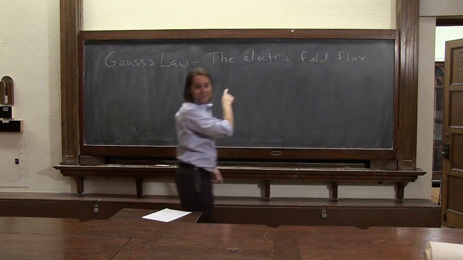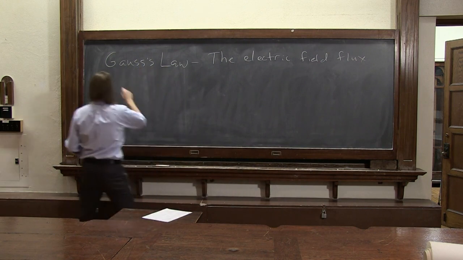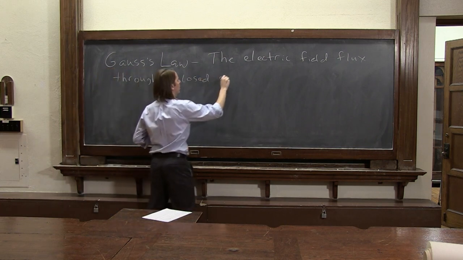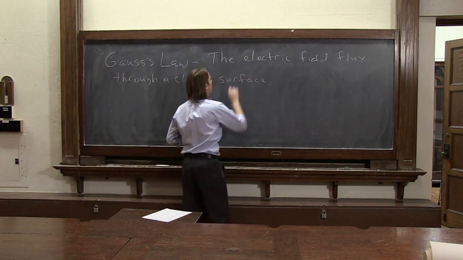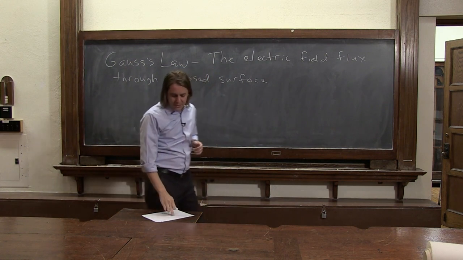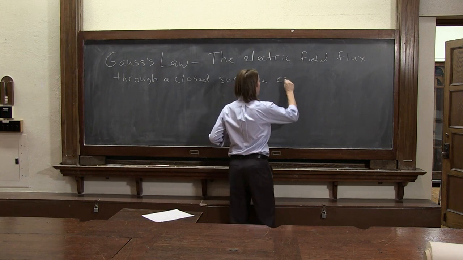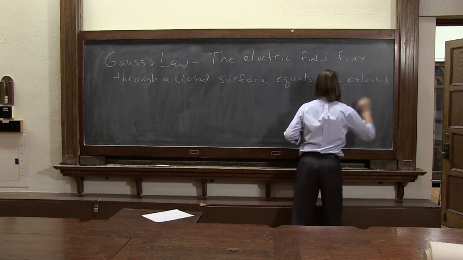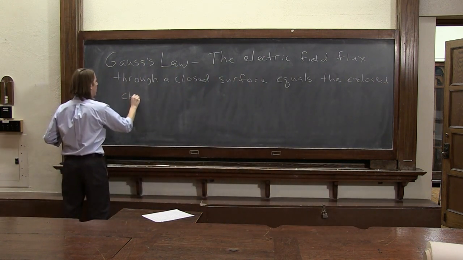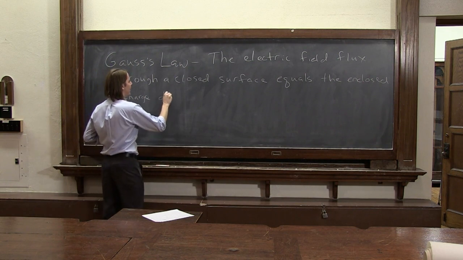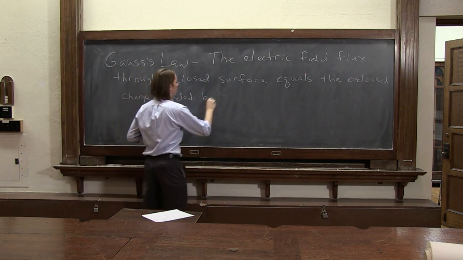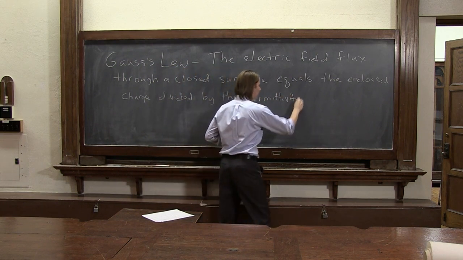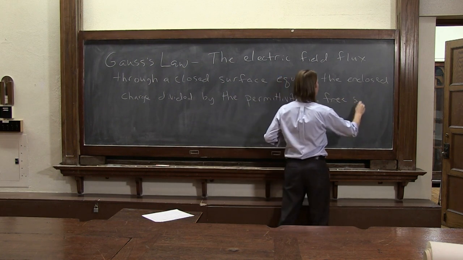The electric field flux, you know what that means, right? The electric field flux through a closed surface equals the enclosed charge divided by the permittivity of free space.